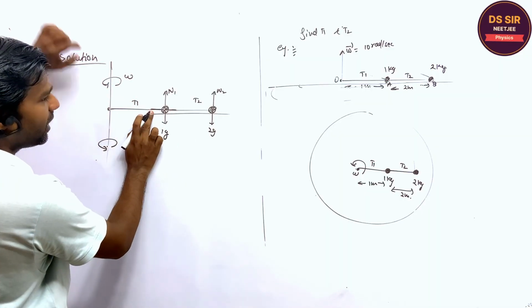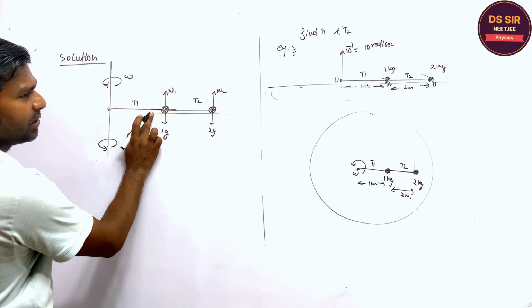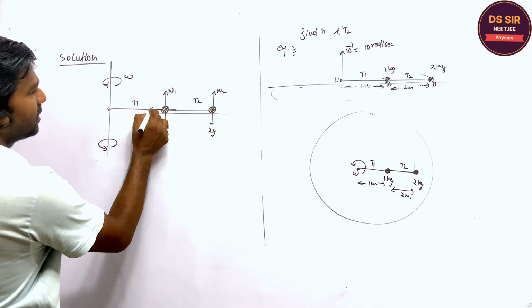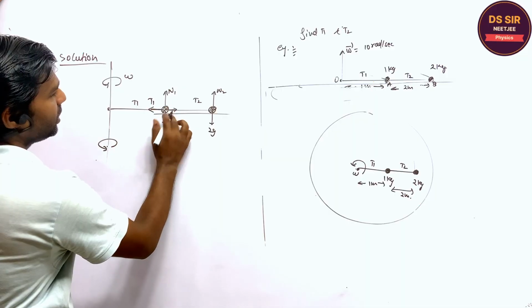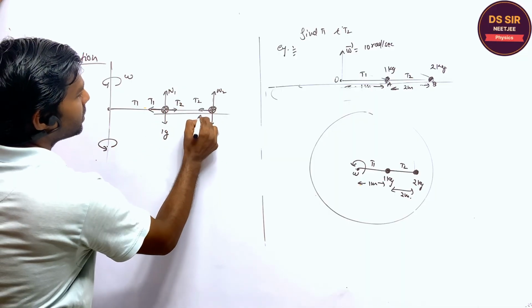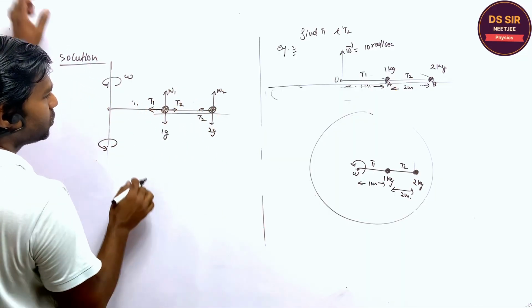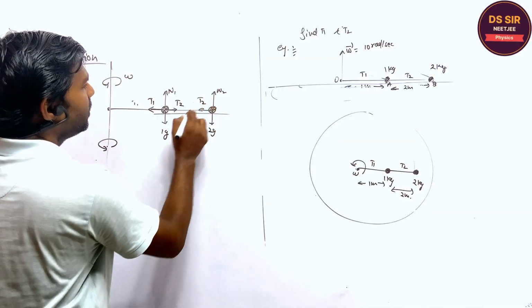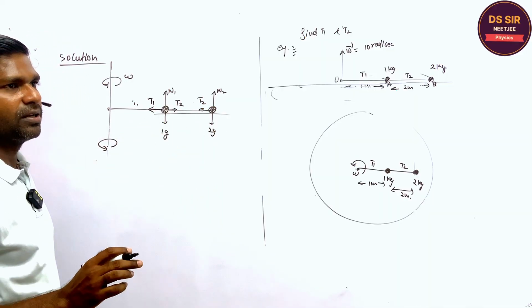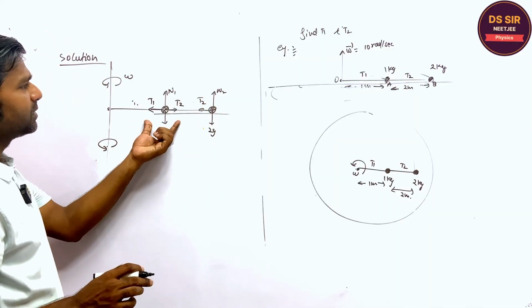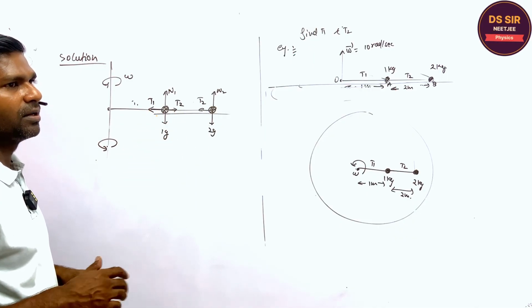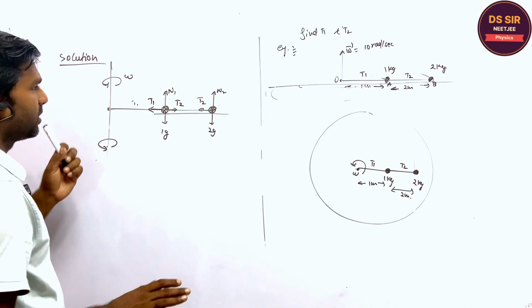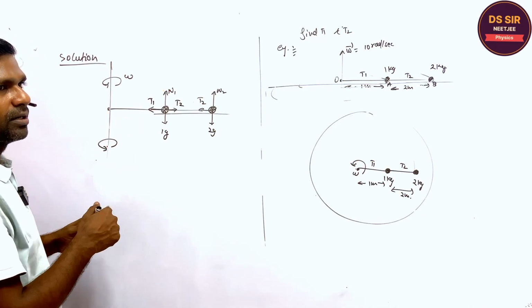What is the direction of T1 and T2? Tell me. Very good. Tension is always away from the mass, and T1 is in this direction and T2 is in this direction. If you are confused with the direction of T1, T2, I can explain this once again. Please tell me, direction of tension acting on the particle. Clear? If not, then I can explain it.